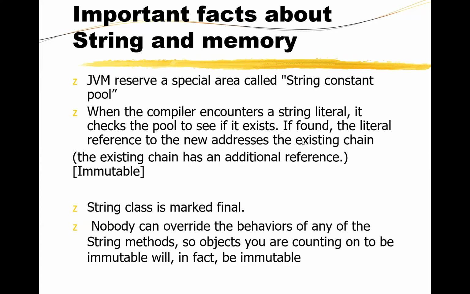Right, because string objects are immutable. The String class is marked as final, therefore nobody can override the behavior of any of the string methods. So objects you are counting on to be immutable will in fact be immutable because they won't change. Once created, they cannot change.